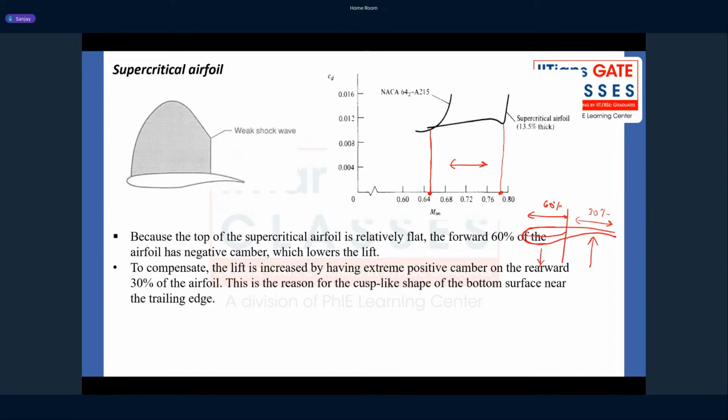Okay, so I hope this was clear to you all. We learned about the critical Mach number, we learned about the drag divergence Mach number, and we learned about the ways to delay the critical Mach number and the way to increase the drag divergence Mach number, and about the supercritical aerofoil. Okay, so can we now take some GATE questions?